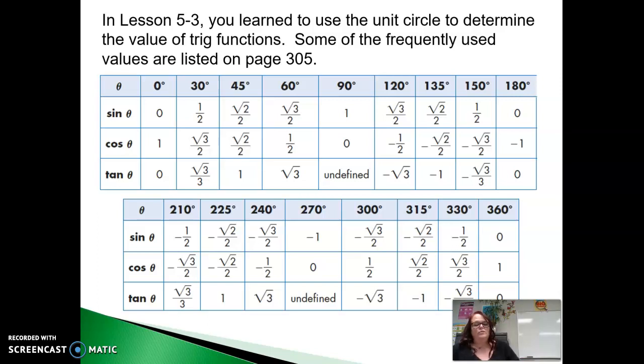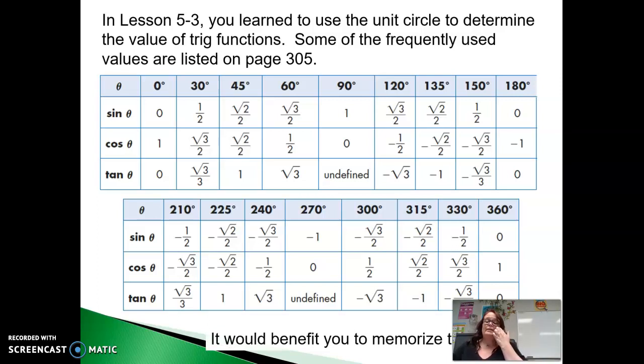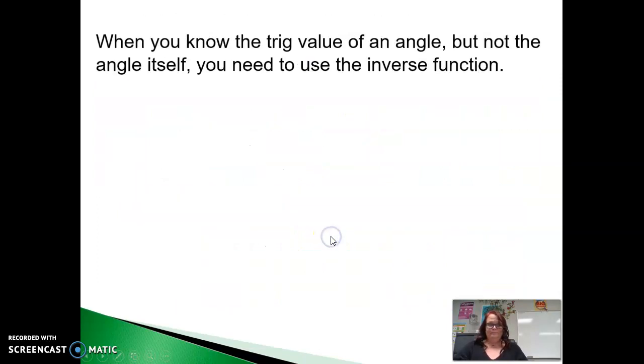If you're not a memorizer, then I tend to use special triangles, and I'll show you what that means. So it would benefit you if you knew the sine of 30 is a half right off the bat and cosine of 30 is root 3 over 2, it does make your life easier, but you don't have to memorize it.